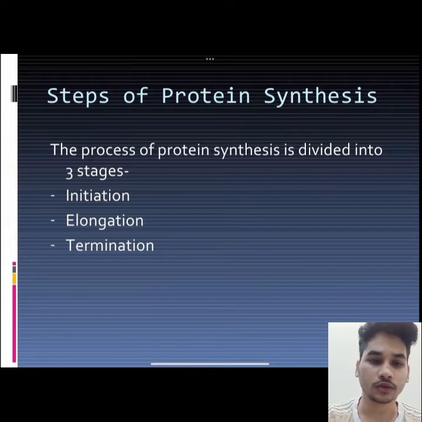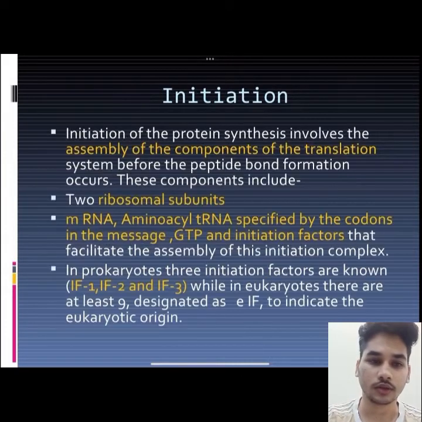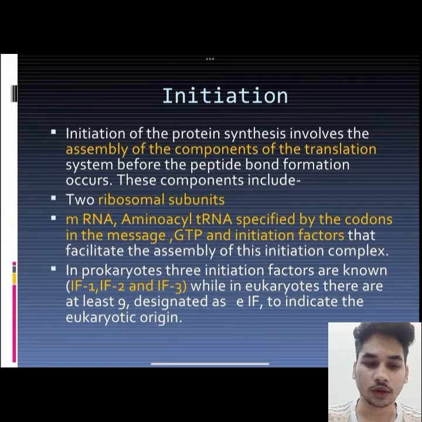So the steps of protein synthesis. The process of protein synthesis is divided into three stages, that are initiation, elongation, termination. So initiation of the protein synthesis involves the assembly of the components of the translation system before the peptide bond formation occurs. So these components include two ribosomal subunits, mRNA, amino acyl tRNA specified by the codons in the message, GTP, and initiation factors that facilitate the assembly of this initiation complex. So in prokaryotes, three initiation factors are known, that are 1, 2 and 3, while in eukaryotes there are at least 9, designated as eIF to indicate the eukaryotic origin.